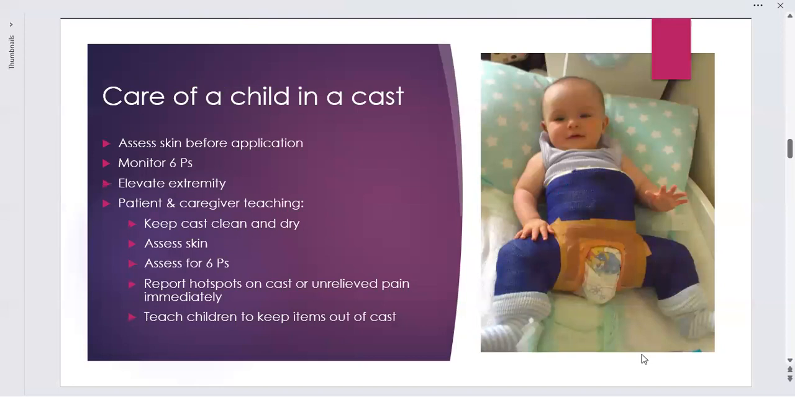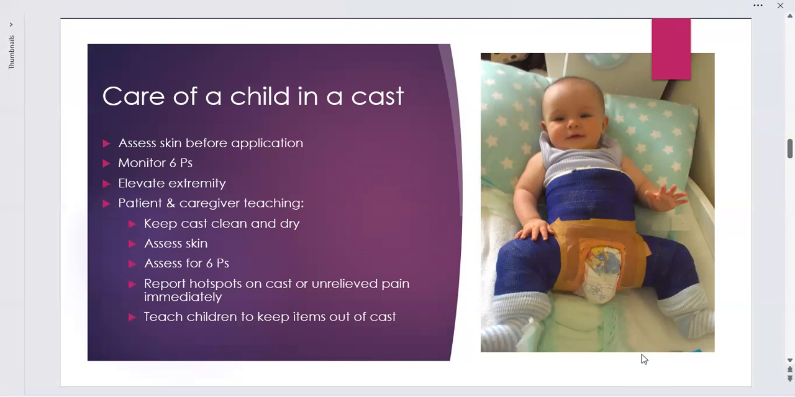All right, things to provide as far as your care. We always assess the skin before application. I need to know what it looked like before, so that I have that in mind as my baseline. Monitor the 6 P's that we just talked about. Elevate that extremity to make sure that we're getting adequate blood flow and prevent any edema that can increase our pain, decrease our circulation, and decrease our healing.